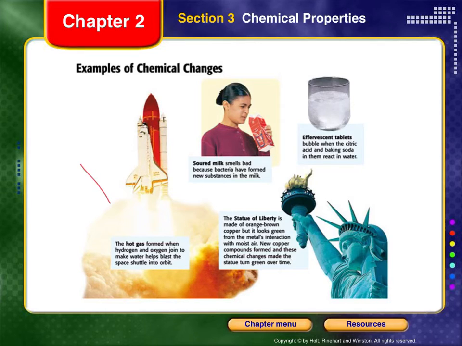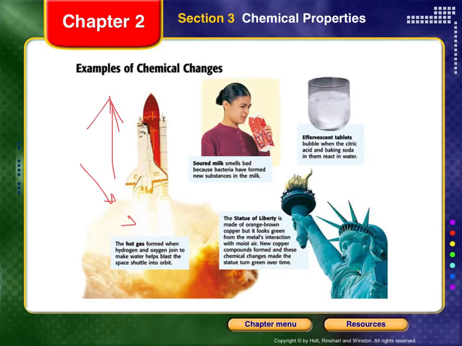We've all seen the space shuttles, which no longer fly. When you have the burning here of hydrogen and oxygen, you're creating heat. Obviously, that's an example of chemical change, right? And it's used to thrust the space shuttle up.